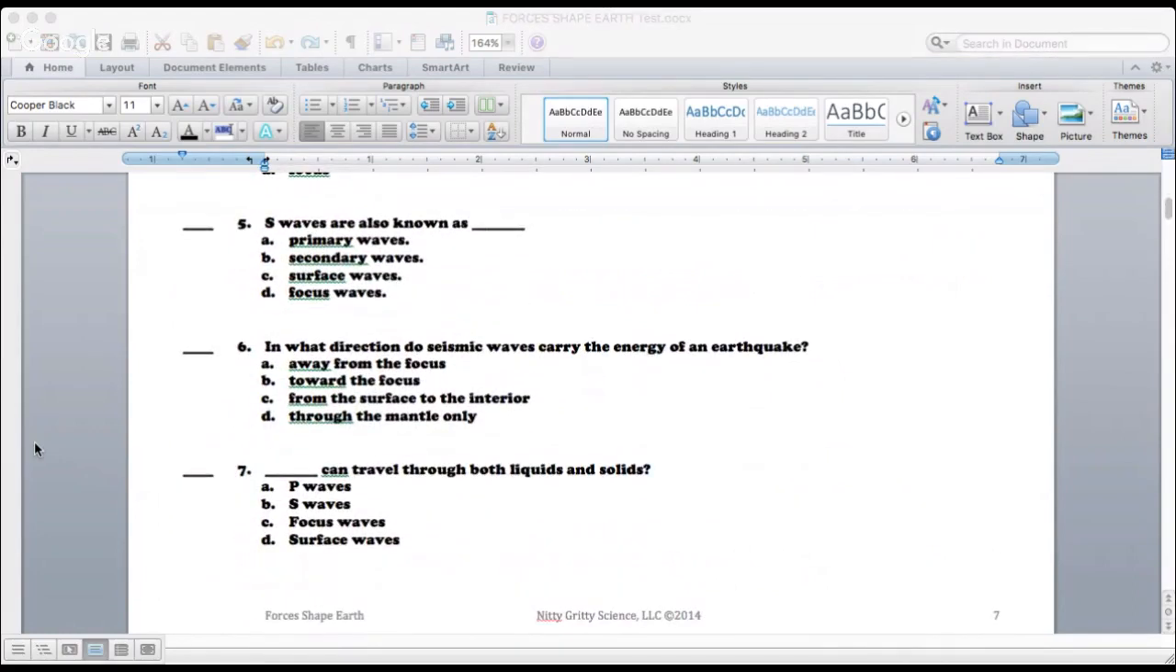Number 5. S waves are also known as A. Primary waves, B. Secondary waves, C. Surface waves, D. Focus waves.